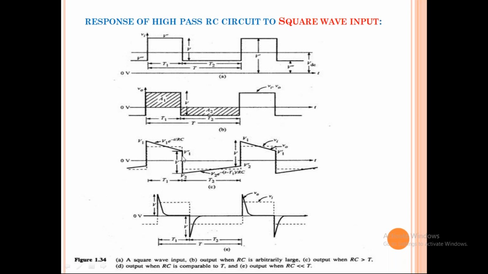After capital T1, the input suddenly falls by V volts. That's why at T equal to capital T1, the output voltage V1 dash will be reduced by V volts. That value we assume is V2. Then from capital T1 to T1 plus T2, the capacitor will be discharging, which means the output voltage across the resistor will increase. This rising portion is V2 into e power minus of T minus T1 by RC. Likewise it continues. The last condition is RC far less than T. This is the peaking circuit, where spikes will be generated.